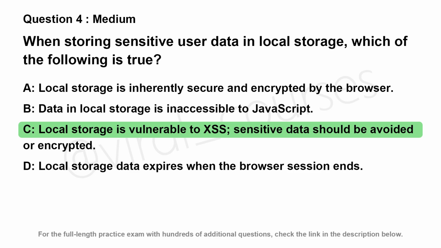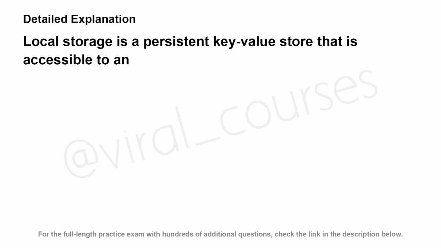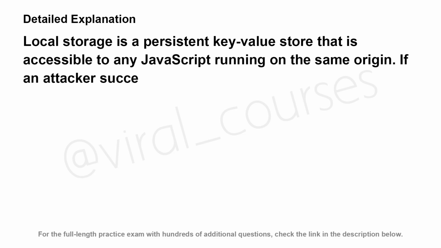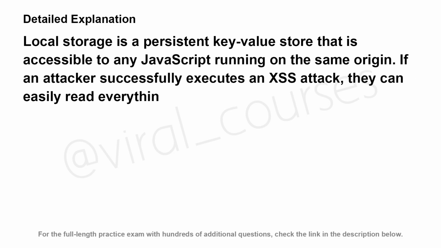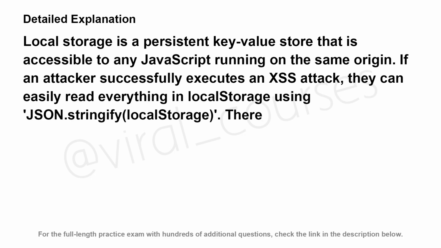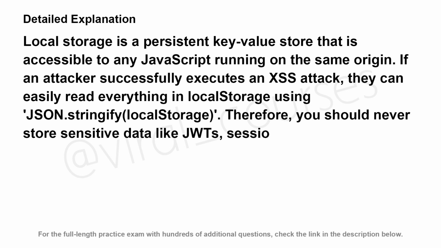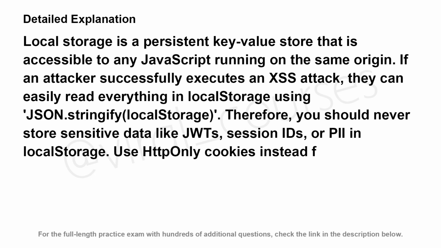The correct answer is C. Local storage is a persistent key-value store that is accessible to any JavaScript running on the same origin. If an attacker successfully executes an XSS attack, they can easily read everything in local storage using JSON.stringify(localStorage). Therefore, you should never store sensitive data like JWTs, session IDs, or PII in local storage. Use HTTP-only cookies instead for sensitive identifiers.